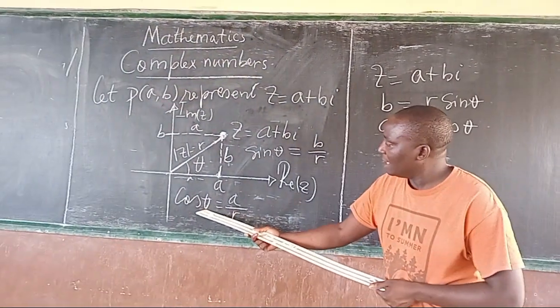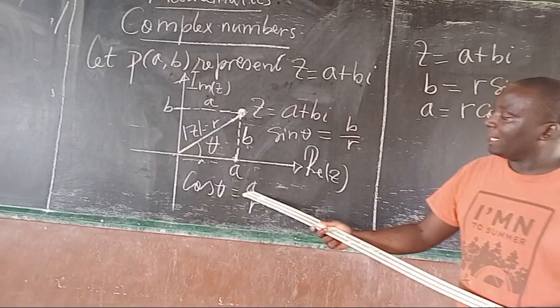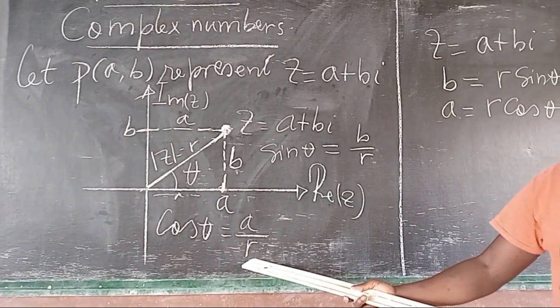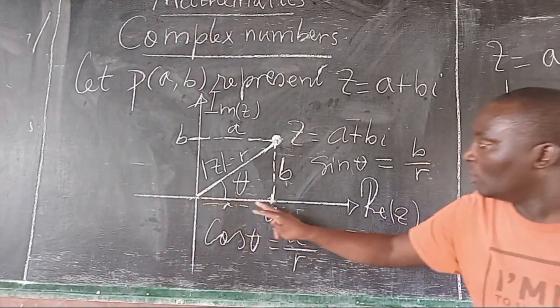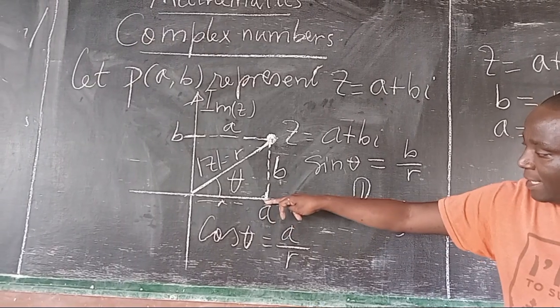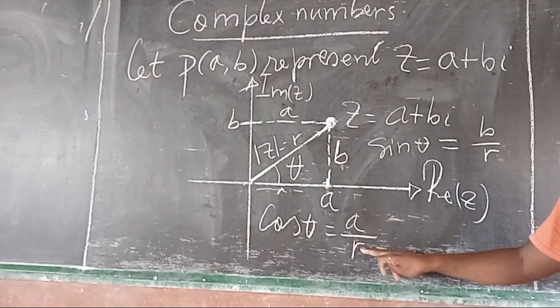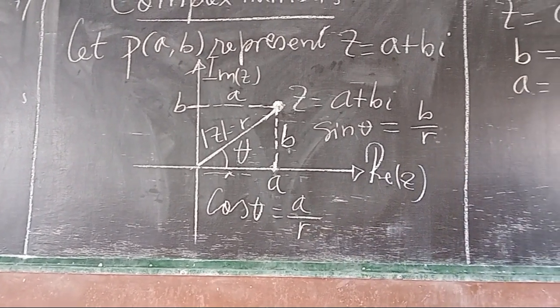Teachers, see here clearly. To get a cosine of an angle, you take the adjacent side of that angle out of hypotenuse. Adjacent is this part A, this small part of line A, divided by hypotenuse. Hypotenuse is the same as a modulus. R stands for modulus of complex number.